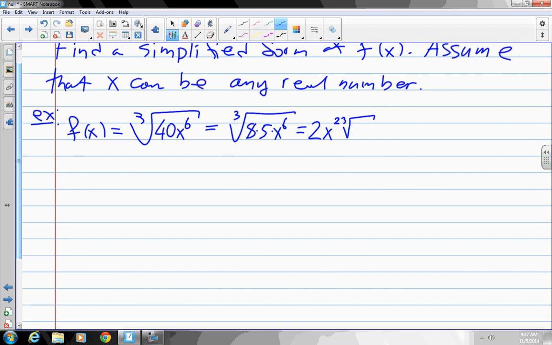Okay, that looks weird. It looks like I have power 23 there. And I still have a cube root of 5. So that's that function in a more simplified version. We took the cube root of 8, gave us 2. We took the cube root of x to the 6, gave us x squared, 5 stayed. And we don't need to worry about absolute values because of the odd radical anyways.